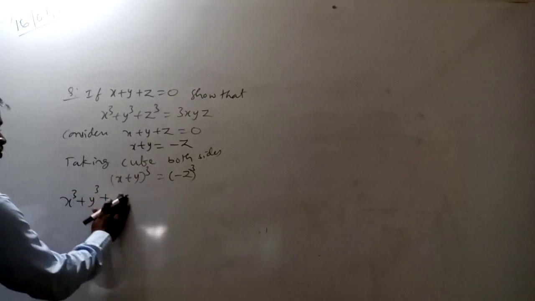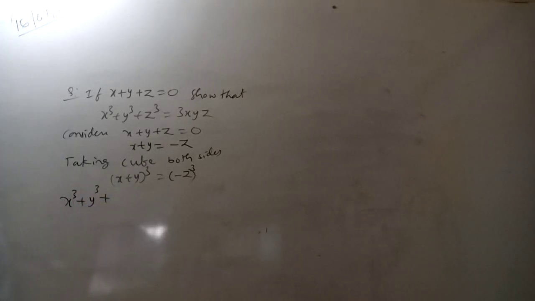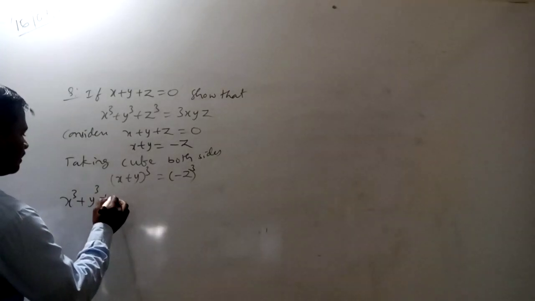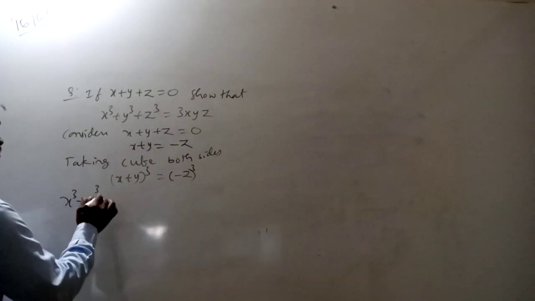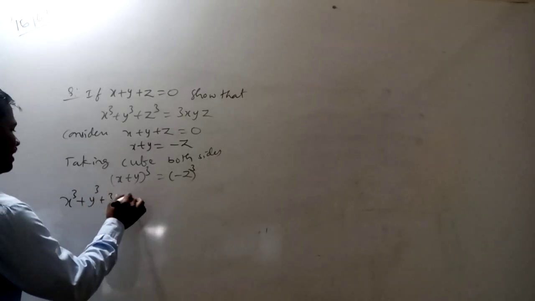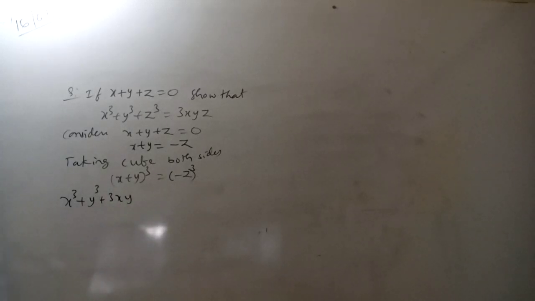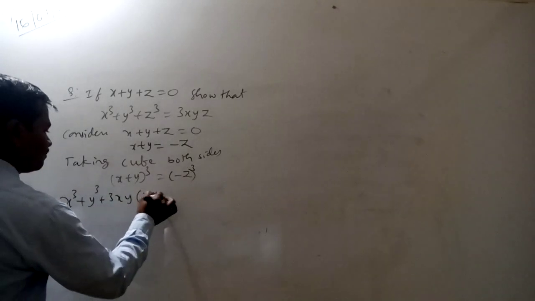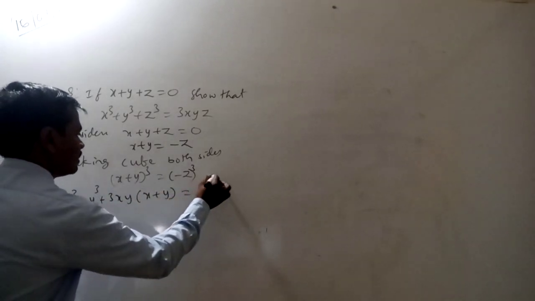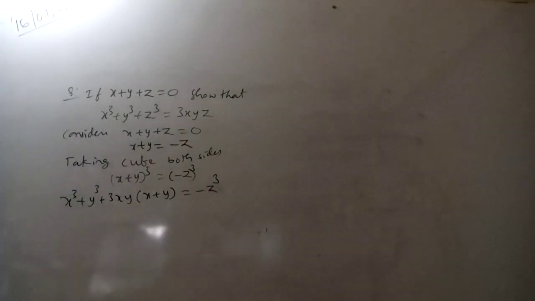x cube plus y cube plus 3xy into x plus y, equal to minus z cube. That is the formula. Now x plus y is here, no?